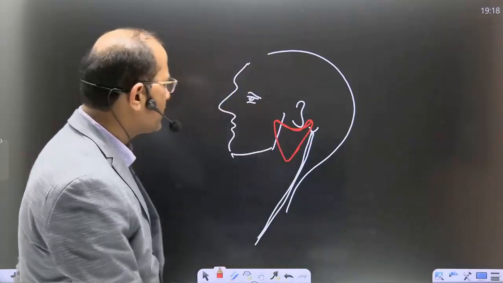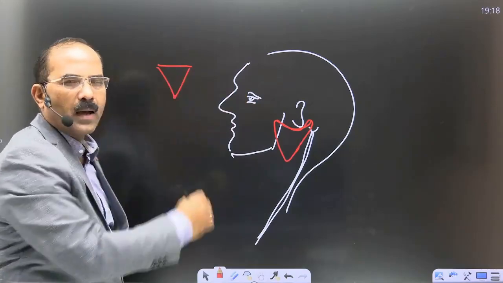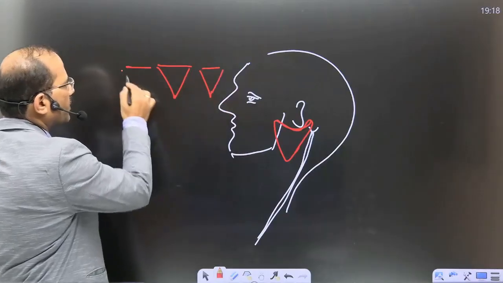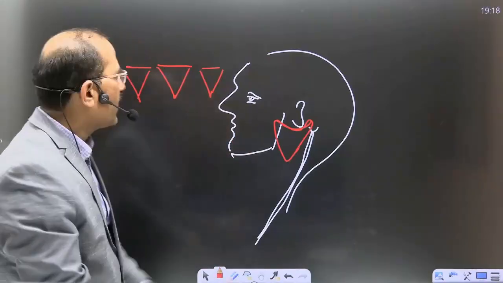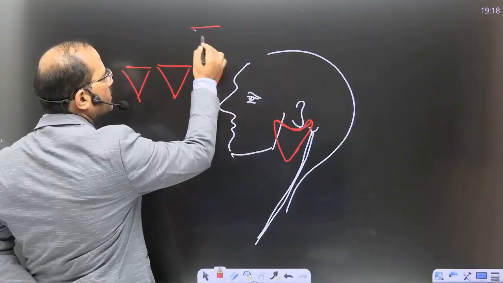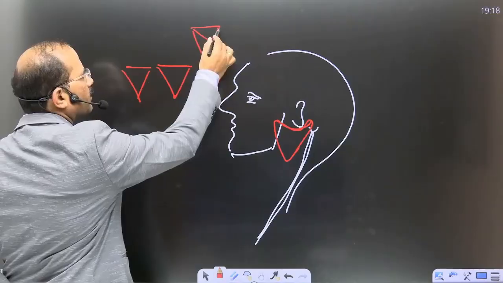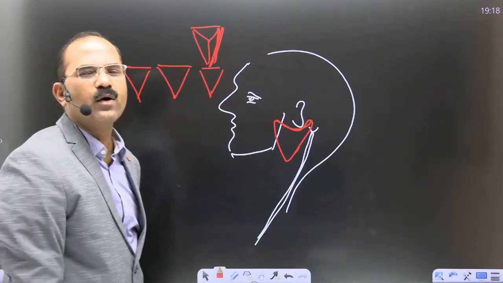It's something like this. You take one triangle with the base above, apex below. You take another triangle and one more triangle, and you join these three triangles. So you get a structure something like this, and this is nothing but the parotid gland. That's exactly how the parotid gland is.